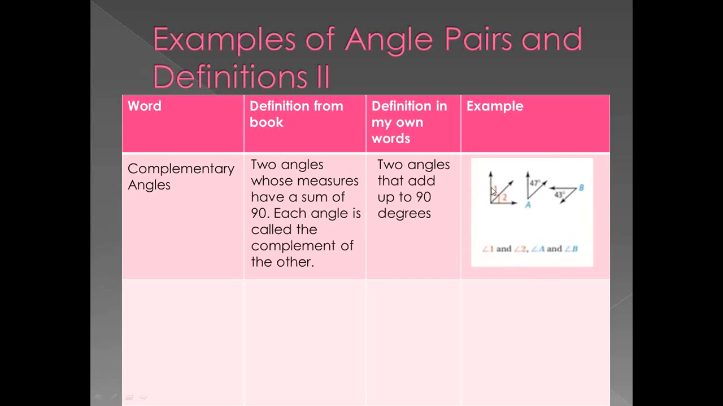Here are two examples. They do not need to be adjacent, but if you look at 1 and 2, these are two complementary angles that are adjacent. These two angles, A and B, are complementary, but they're not adjacent. They don't need to be next to each other.